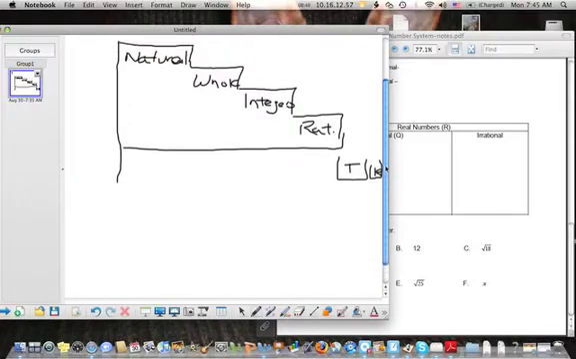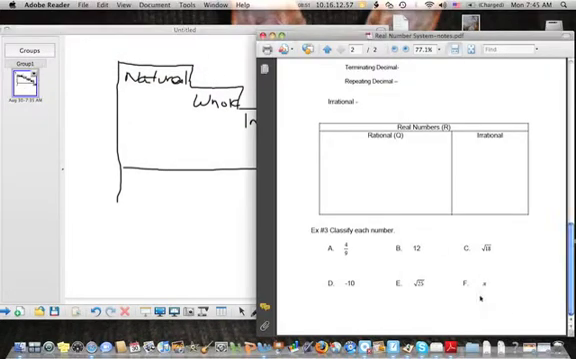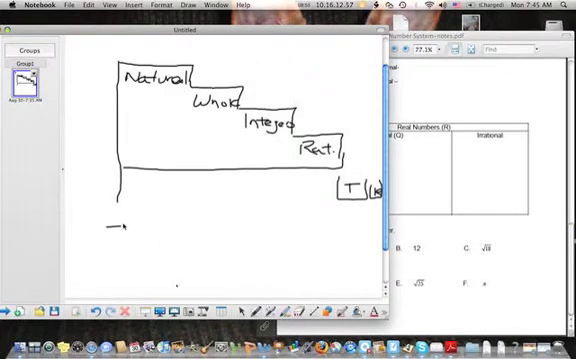For example, the first example over here is 4/9. So I'm going to take the number 4/9 and I'm going to determine what type of number it is. Well, you look at the stair steps. Would 4/9 start with naturals? No, because those are only the counting numbers, 1, 2, 3, and so on. Nor would it start with wholes because that only includes 0 and all the naturals. It's not an integer because it's not a whole number that's negative or positive, but it is rational.